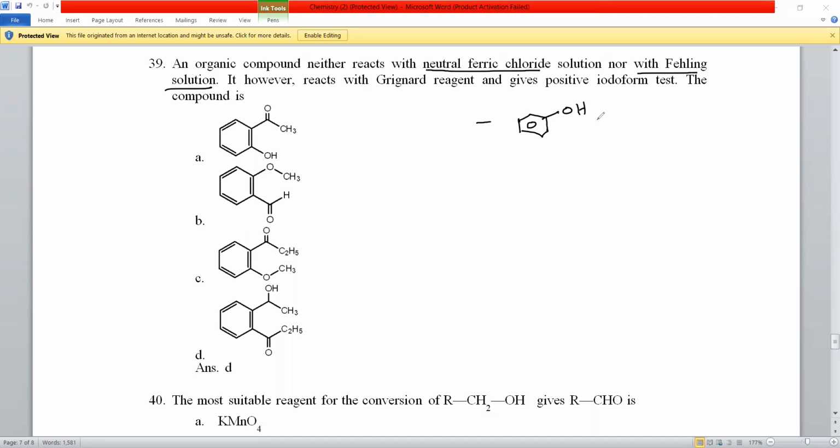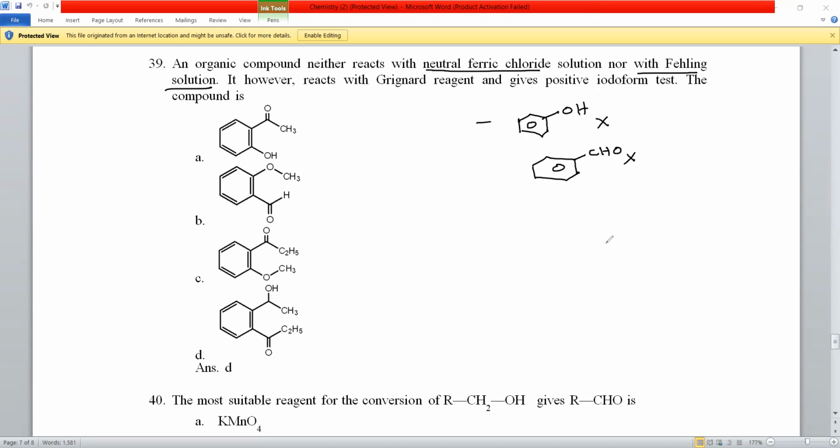It doesn't have a phenolic group, and the failing Fehling's solution means it doesn't have an aldehyde group. It doesn't give the positive test they are telling. So the compound doesn't contain a phenolic group as well as an aldehyde group, and it reacts with Grignard reagent and gives a positive iodoform test.